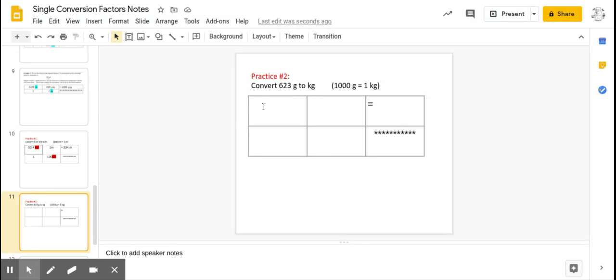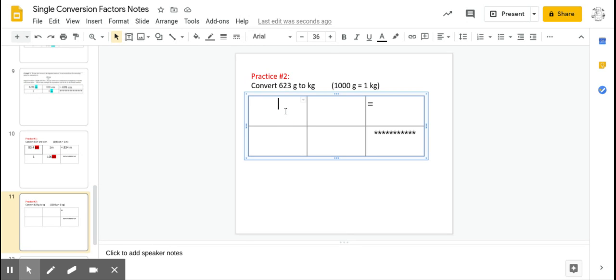All right. It says convert 623 grams to kilograms. Well, I'm going to put the measurement given, 623 grams, up here. If I want to put it over 1, that's fine. Now, here's where I put the conversion factor. Here's my conversion factor: 1,000 grams equals 1 kilogram.